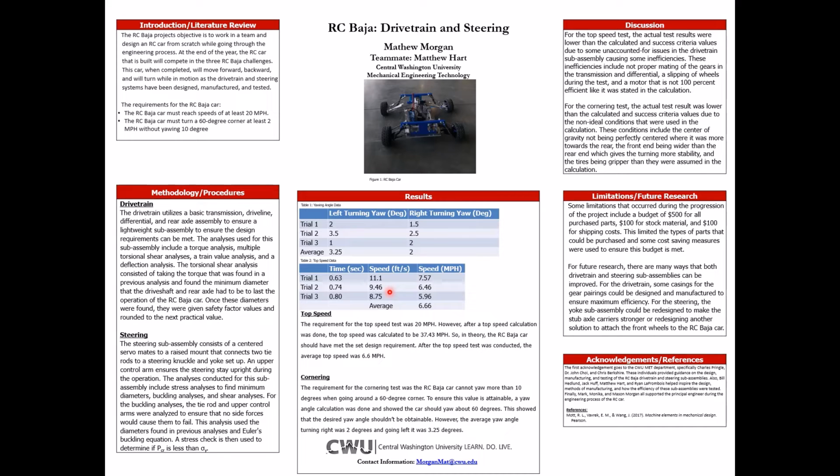And finally, the ESC and the motor combo, we were having issues with that all quarter, not getting maximum power. So I think if we had some more time to tinker with those, we can easily get the car up to over 20 miles an hour, or maybe even up to the 37 miles an hour that was calculated.